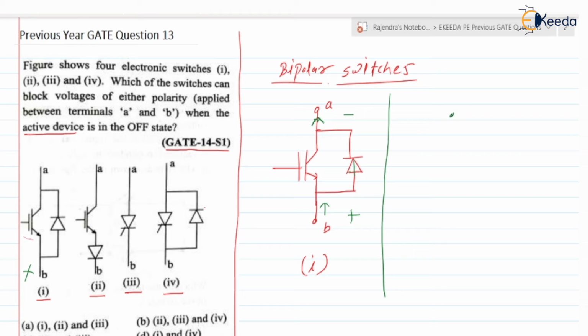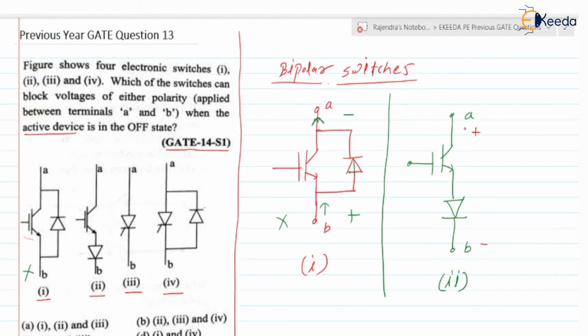Here we are having an IGBT in series with a diode. Okay, so the diode and IGBT are in series. Here is terminal A, here is terminal B, and here we are having the second switch. Let us discuss when the voltage is forward, that is plus here and minus here.